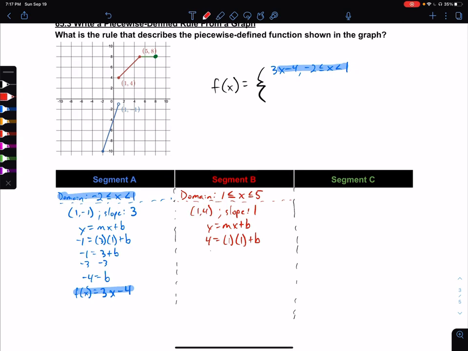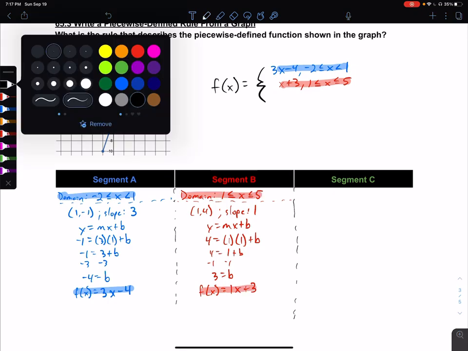So let's solve this. 4 is equal to 1 plus b, subtract 1, so 3 is equal to b in my equation. So f of x would be equal to the slope 1x, or just x, plus 3. So let's plug that into our function, our answer up top. So we'd say x plus 3. And that's for the domain of 1 less than or equal to x less than or equal to 5. So that whole piece comes from here and here.